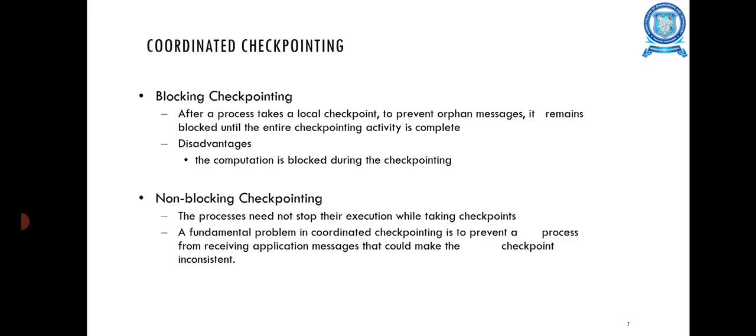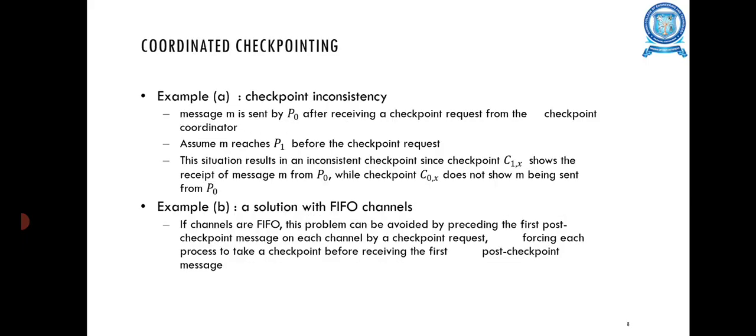A fundamental problem in coordinated checkpointing is to prevent a process from receiving application messages that could make the checkpoint inconsistent. The example for checkpoint consistency is, suppose a message M is sent by process P0 after receiving a checkpoint request from the checkpoint coordinator. Assume M reaches P1 before the checkpoint request. This situation results in an inconsistent checkpoint since the checkpoint shows the receipt of the message.